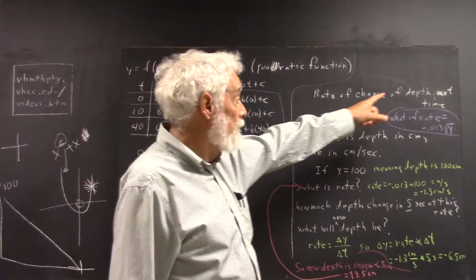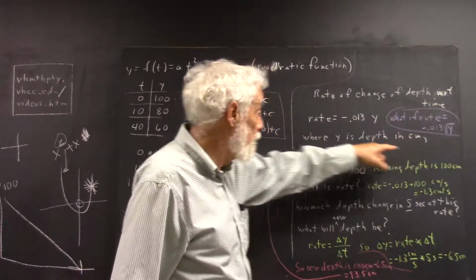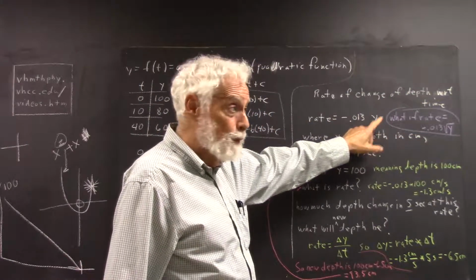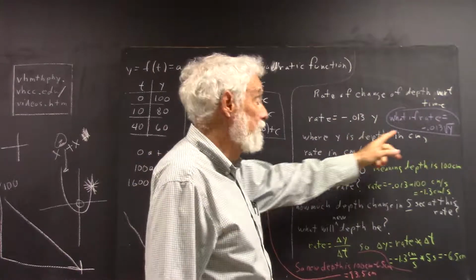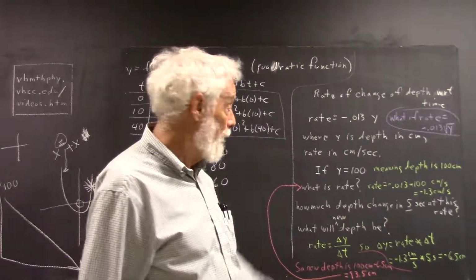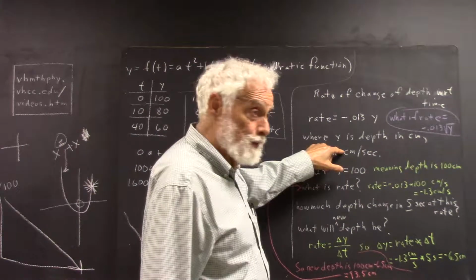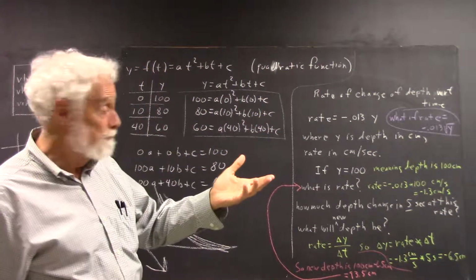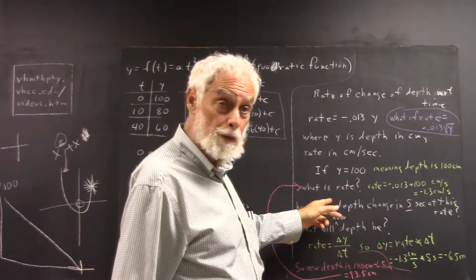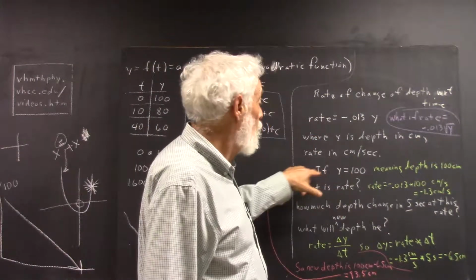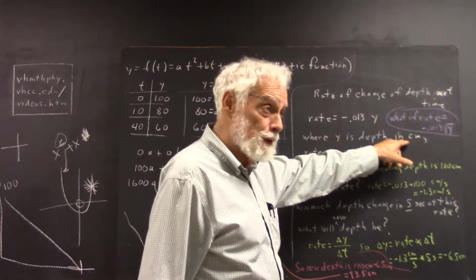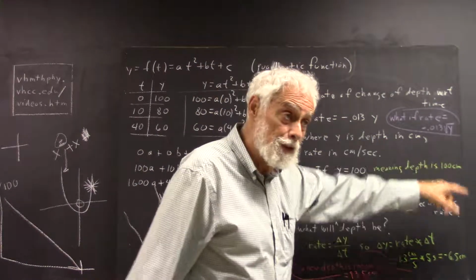The rate of change of depth with respect to clock time is negative 0.013 y, where y is depth in centimeters, right? And the rate is in centimeters per second. So, if y is 100, what is the rate? First of all, y equals 100 means, well, y is the depth in centimeters, so that means the depth is 100 centimeters, right?